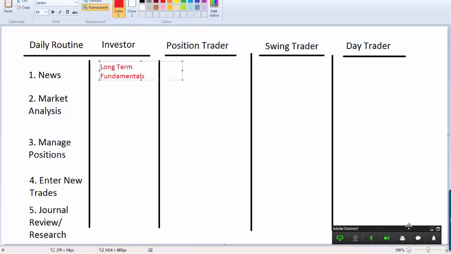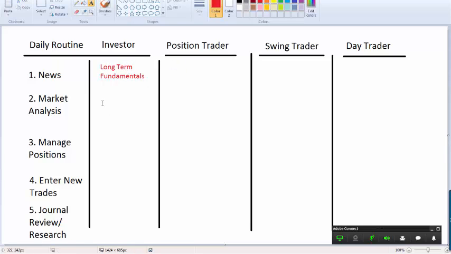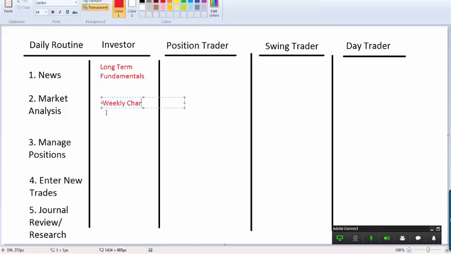When we look at the news as an investor, it's all about strength of the economy. Okay, where are we at? What is driving us? Things like that. Market analysis for an investor is probably going to be on a weekly chart. You might look at the same chart as a day trader, but on the euro dollar, if you're an investor, what's happening on a 5-minute chart may not matter to you. You may look at the weekly chart instead to get a feel for what's happening on your currency position or your stock position or whatever it might be.